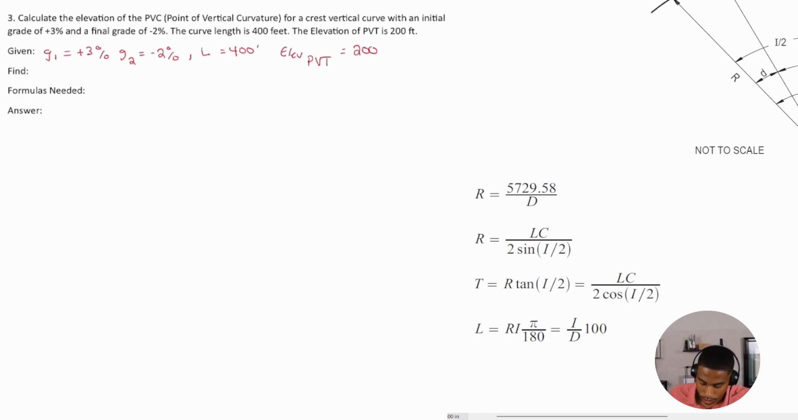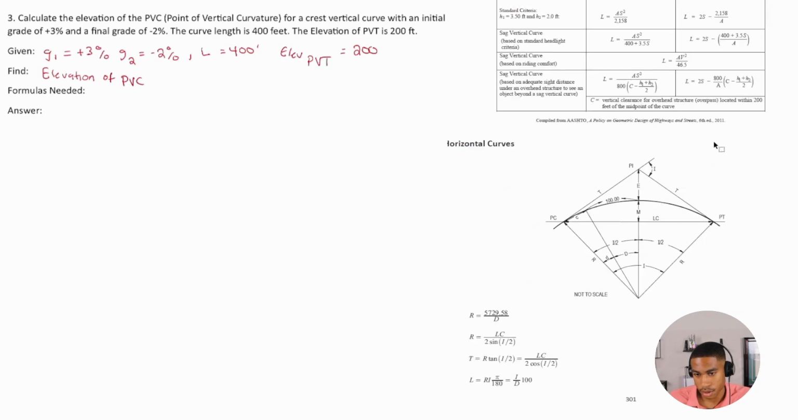All right. So what are we trying to find? We're trying to find the elevation of PVC. All right. So to start, I kind of want to get a visual of what this would look like. So in the handbook, it does a great job of showing us that. So this is for a vertical curve.